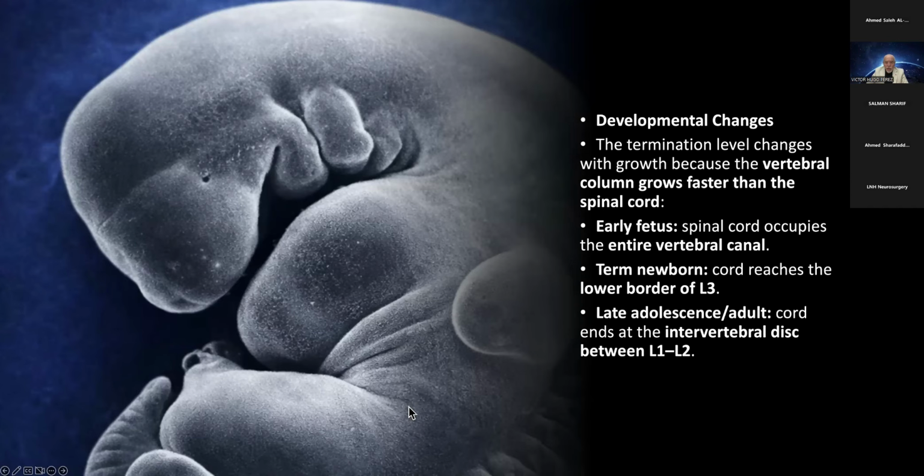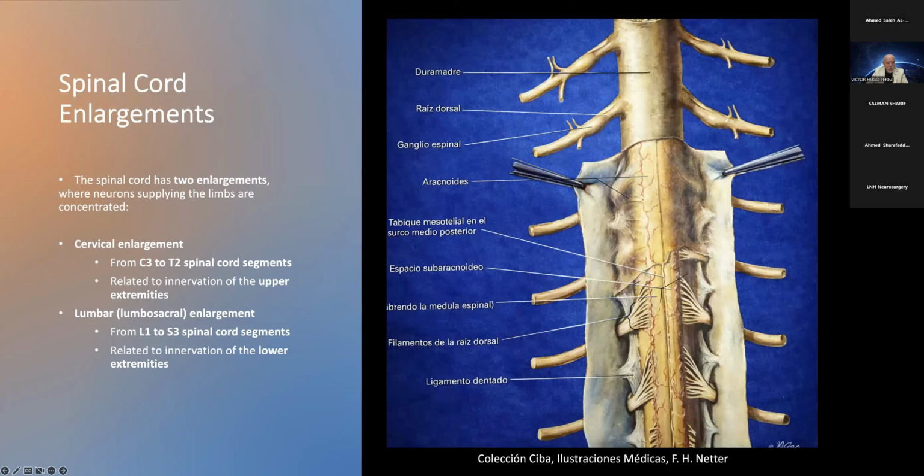The spinal cord enlargements. The spinal cord has two enlargements, the cervical and lumbar. The cervical enlargement is going from C3 to T2 spinal cord segments and is related to innervation of the upper extremities. The lumbar enlargement is going from L1 to S3 spinal cord segments, and this is related to innervation of the lower extremities.